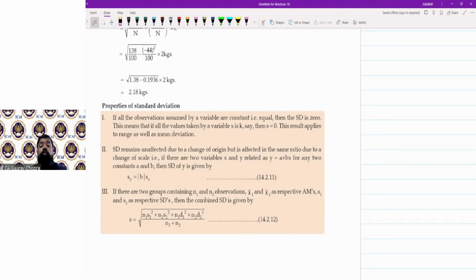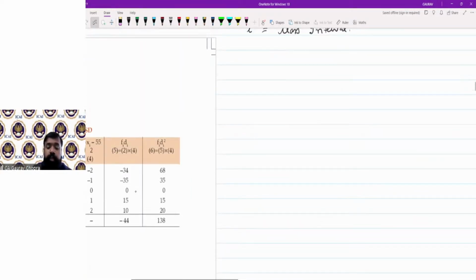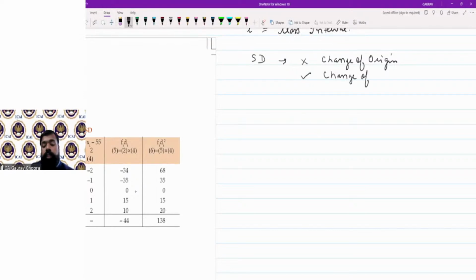Now, what will be the effect of change of origin and scale? In the whole chapter, it is the same thing which we have done in the previous class also. Standard deviation does not get affected due to change of origin, but standard deviation gets affected due to change of scale. So change of scale will have an effect on standard deviation, but change of origin will not.